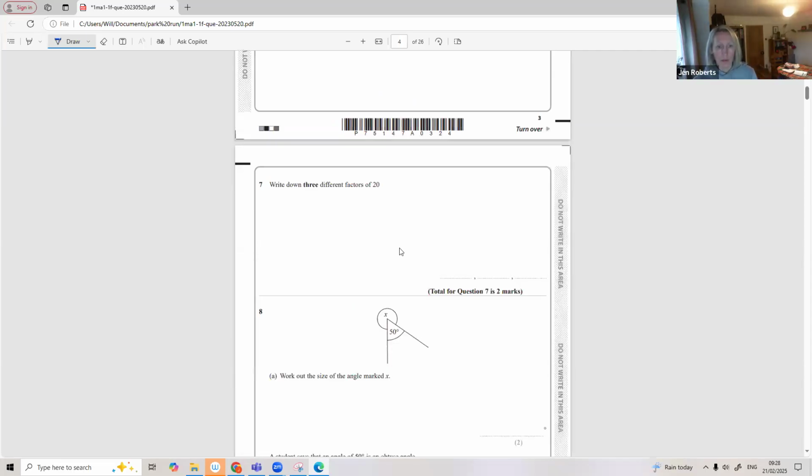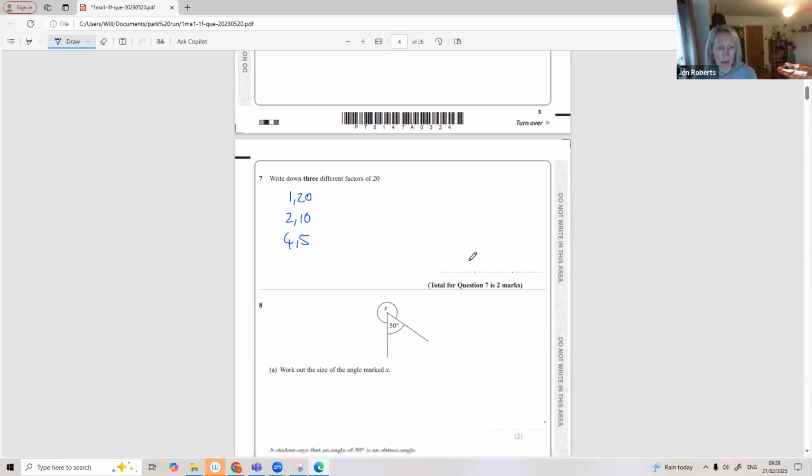Write down 3 different factors of 20. I'm going to give you all the factors, so as long as you've chosen 3 from my list. So factors are numbers that divide into 20. You've got 1 times 20 is 20, 2 and 10, 4 and 5, so any 3 from that list.